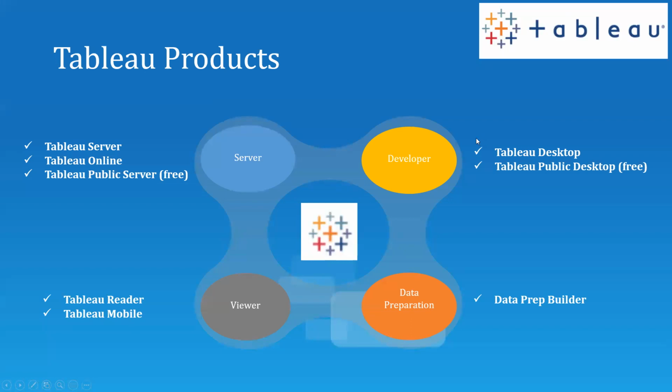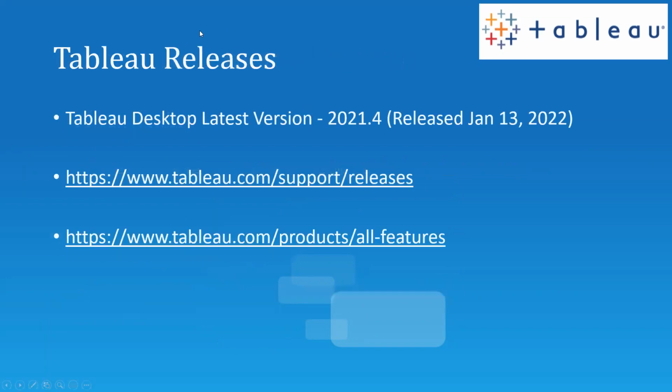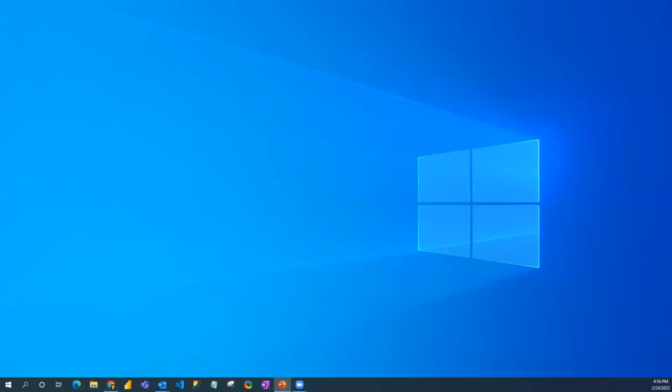So that is the link between these items, and these are the links you can use to download Tableau Desktop and Tableau Public Desktop. And here these are the releases. The current release is 2021.4, and it was released on January 13th of this year. I'll go to these links so I can explain it in a better way.